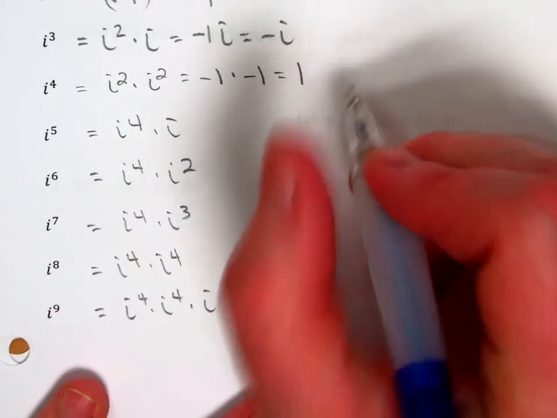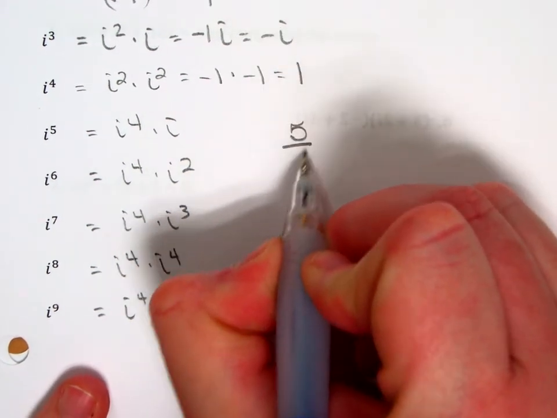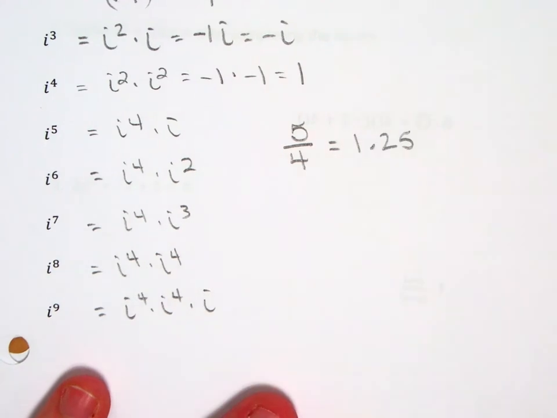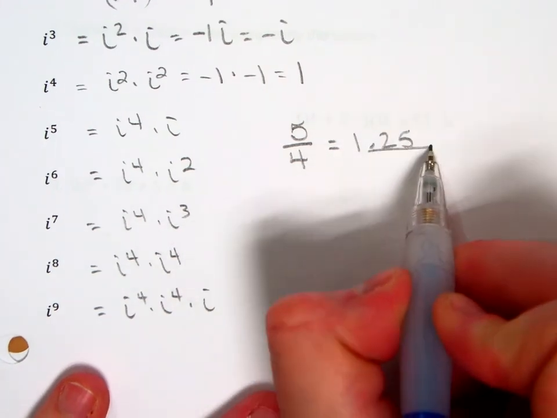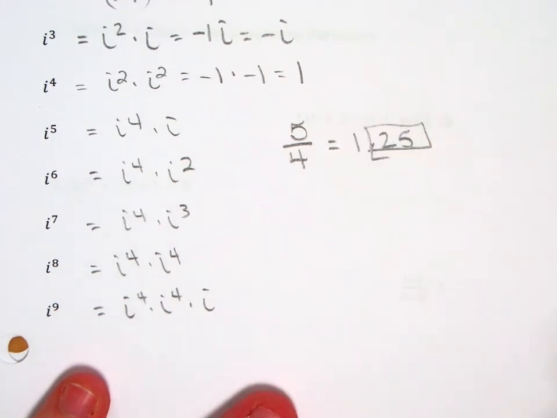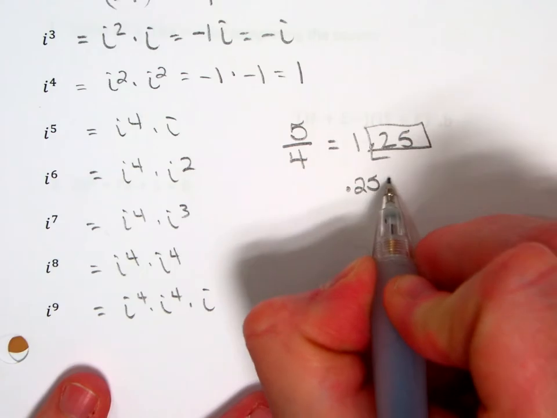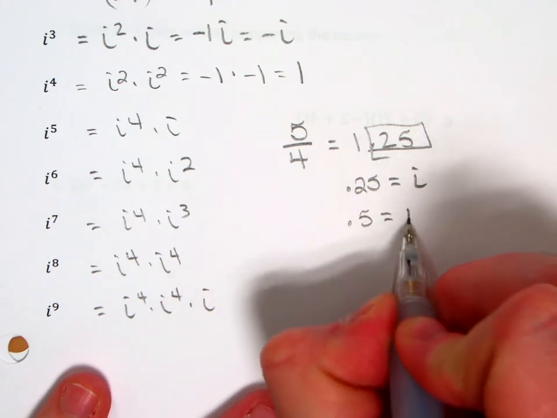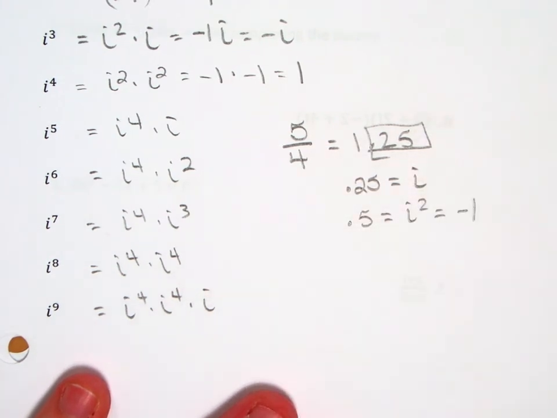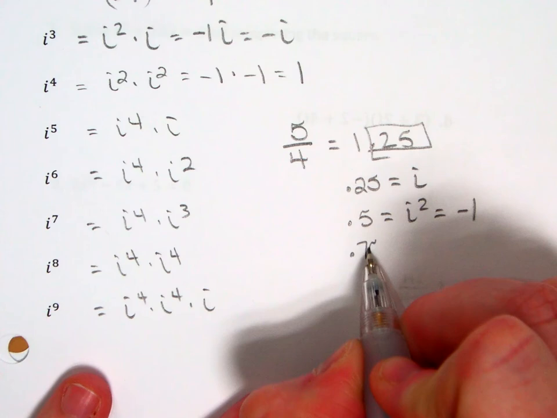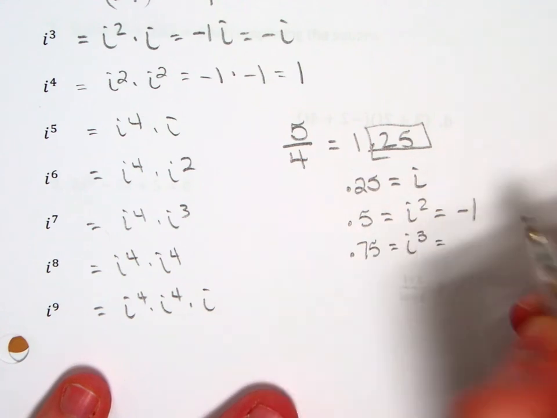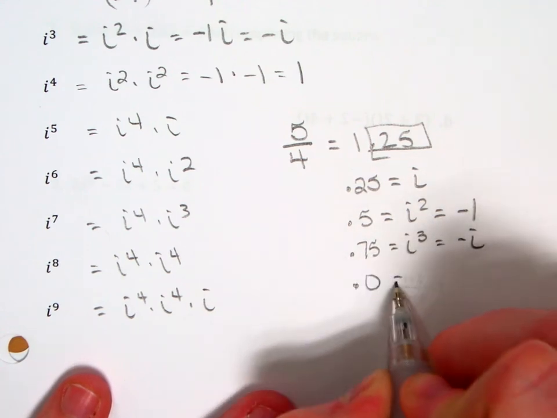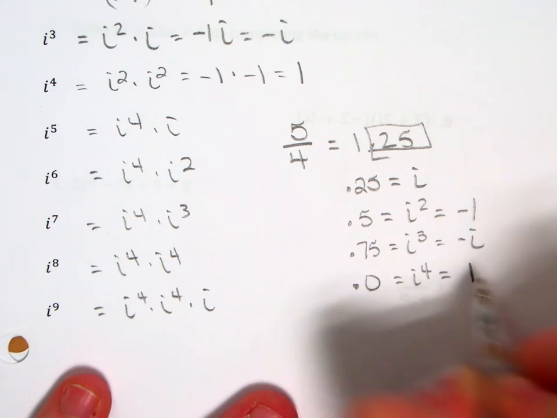What's really cool is if you take the exponent divided by 4, that's going to give you an answer like 1.25. So 0.25, which is 1/4, equals i. If you get 0.5, that equals i squared, which equals negative 1. If you get 0.75, that equals i cubed, which equals negative i. And if you get any number that ends in .0, that's i to the fourth, which equals 1.